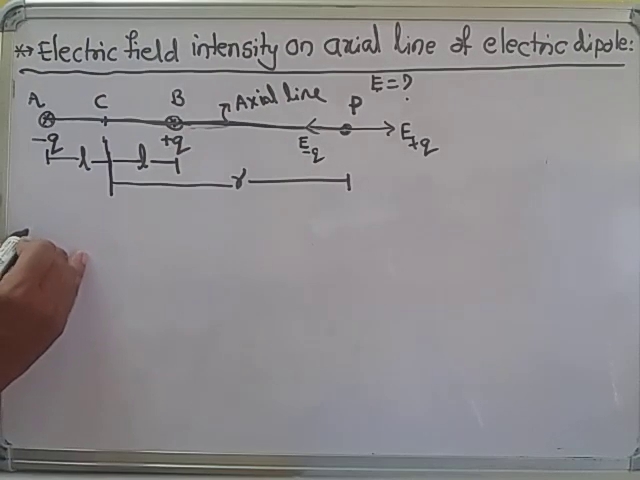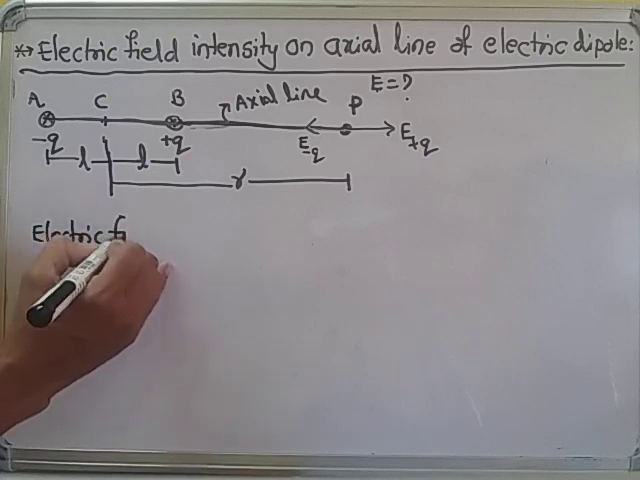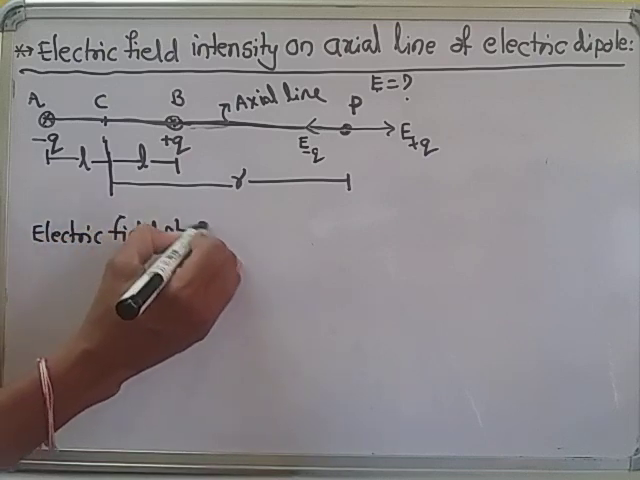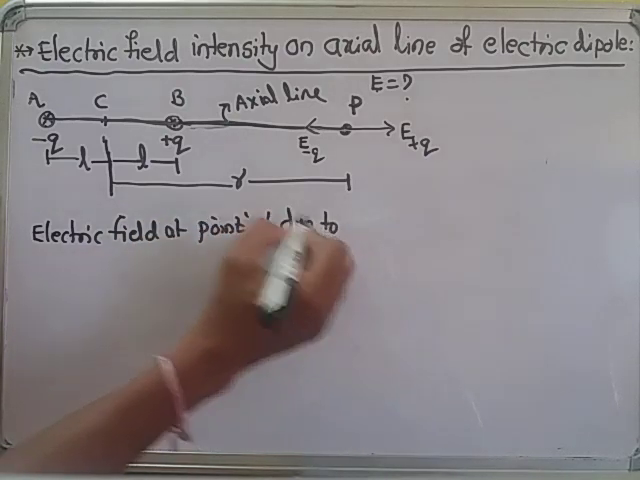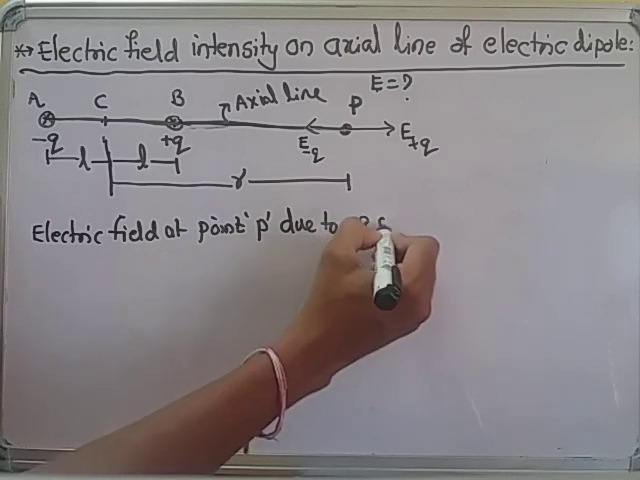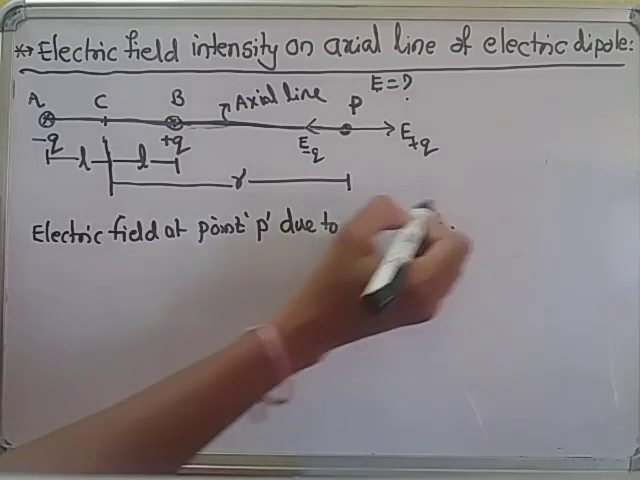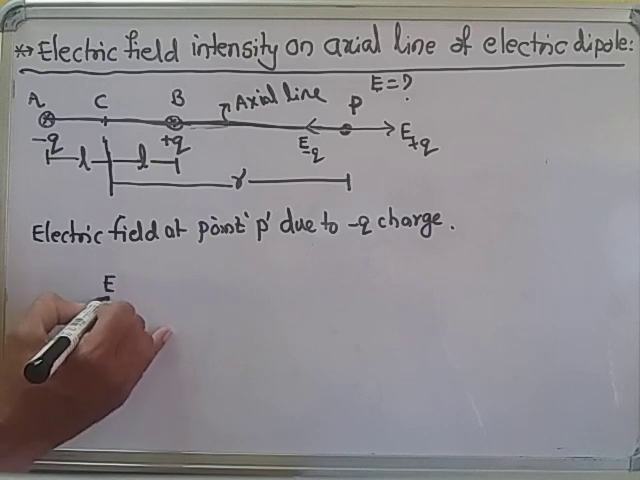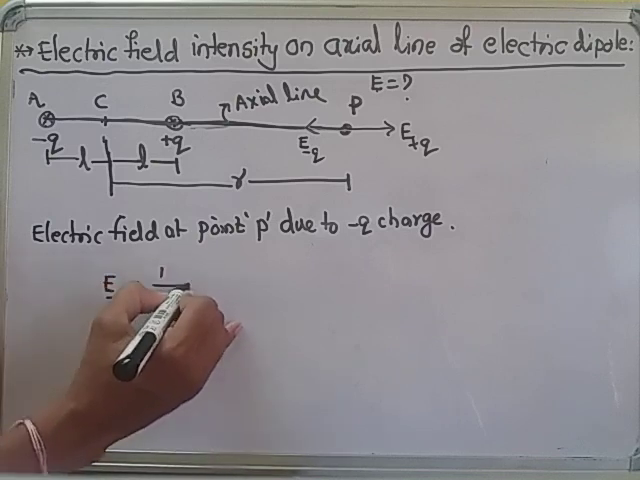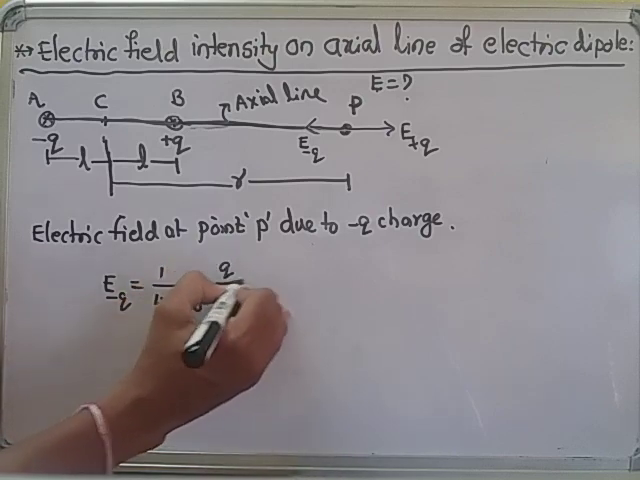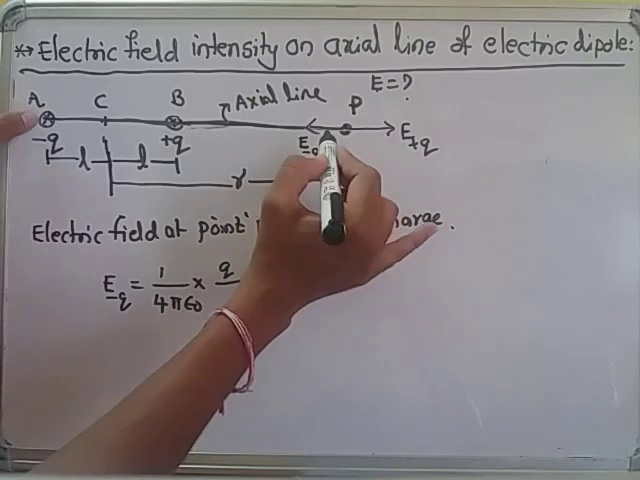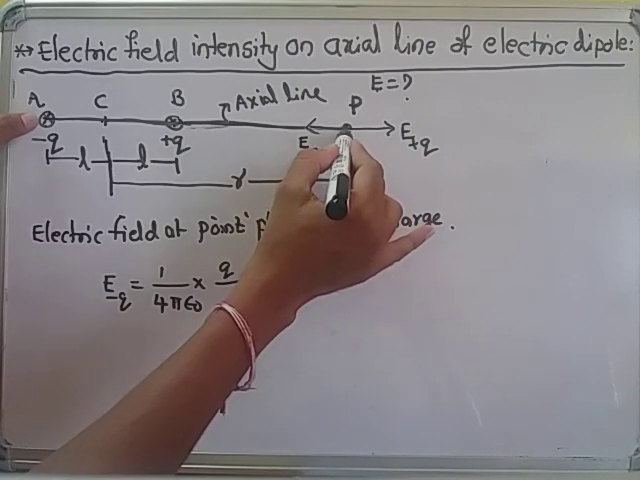And here I want the electric field at point P due to minus q charge. Then how to find out the electric field due to minus q charge? Only the magnitude I want to write. The formula is 1 by 4 pi epsilon naught into q by the distance of minus q from the point P. Electric field at point P due to minus q charge.